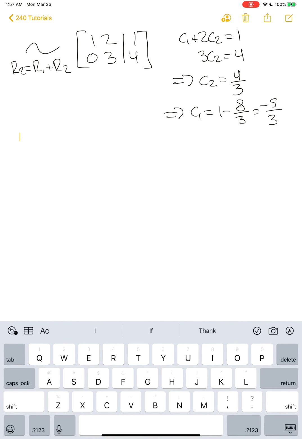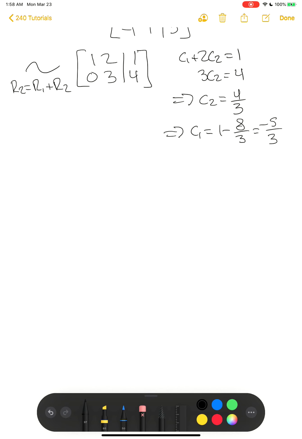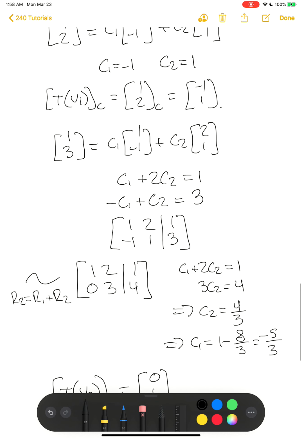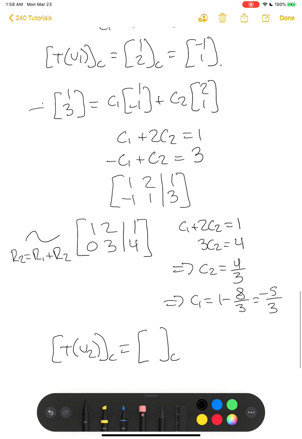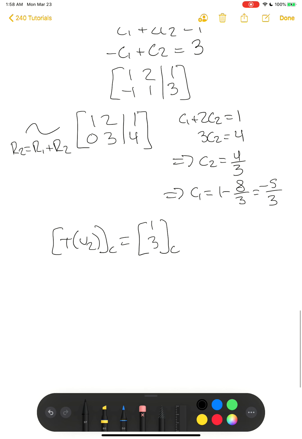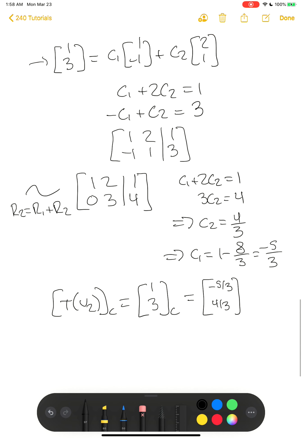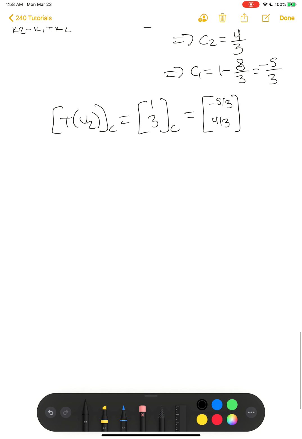So then that tells me that T of V2 with respect to C is just my vector 0, 1 with respect to C. No, sorry, it's not 0, 1, it's 1, 3. I was looking at the wrong thing. It's this vector here, 1, 3, with respect to C, which we just found to be negative 5/3 and 4/3. So this was a case you really couldn't just eyeball it as much as you would really want to. And then we'll see it's the same for the third vector as well.